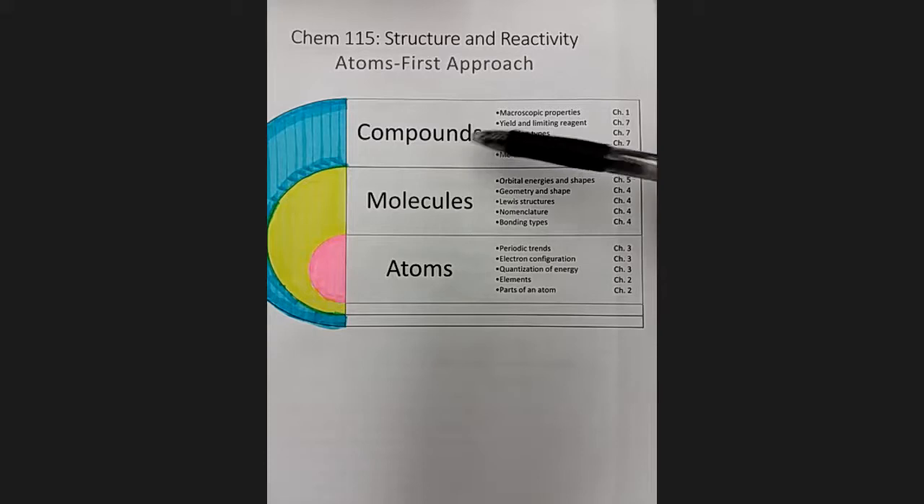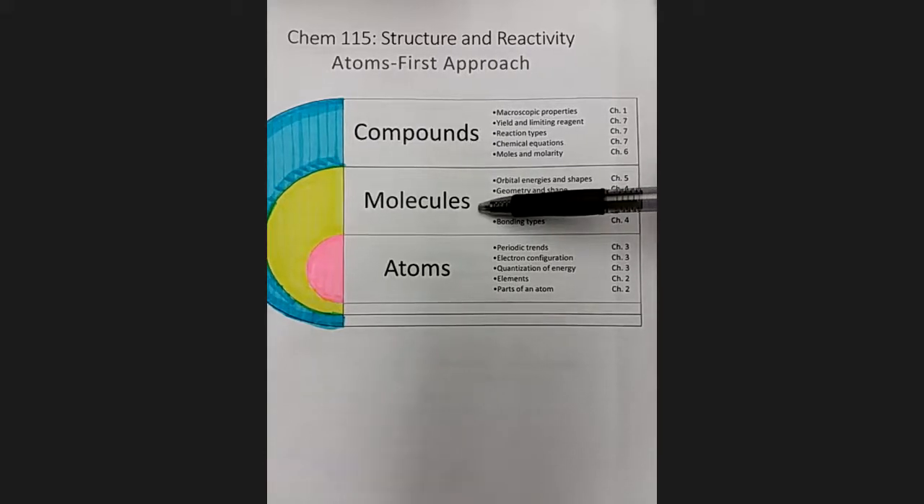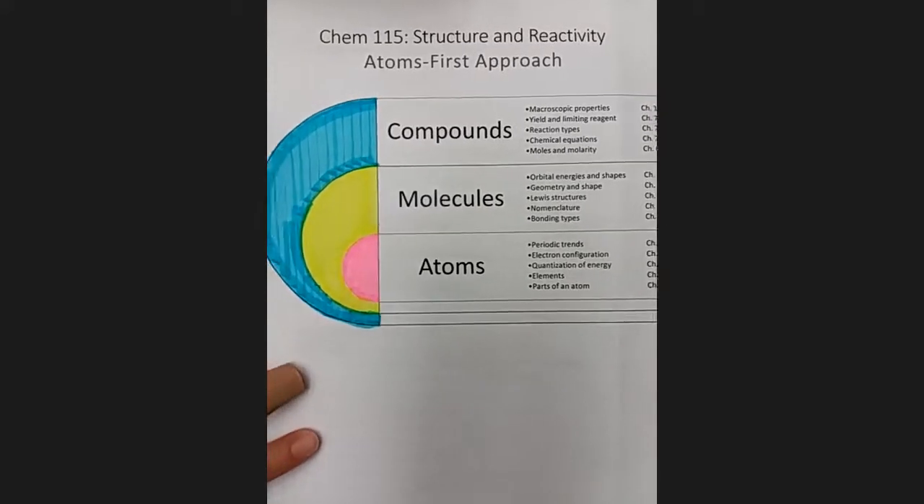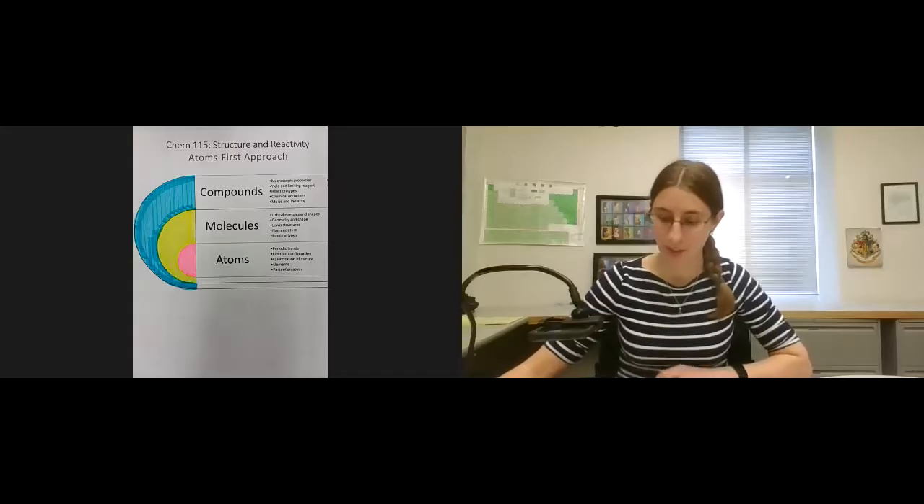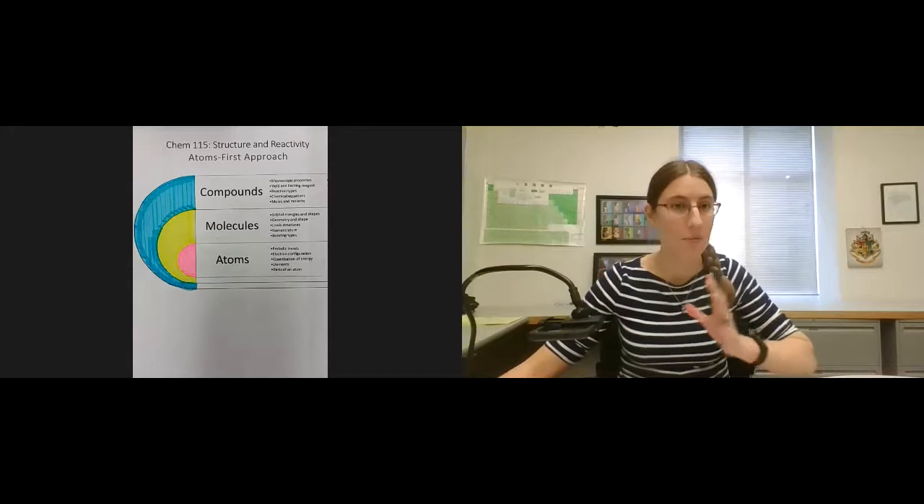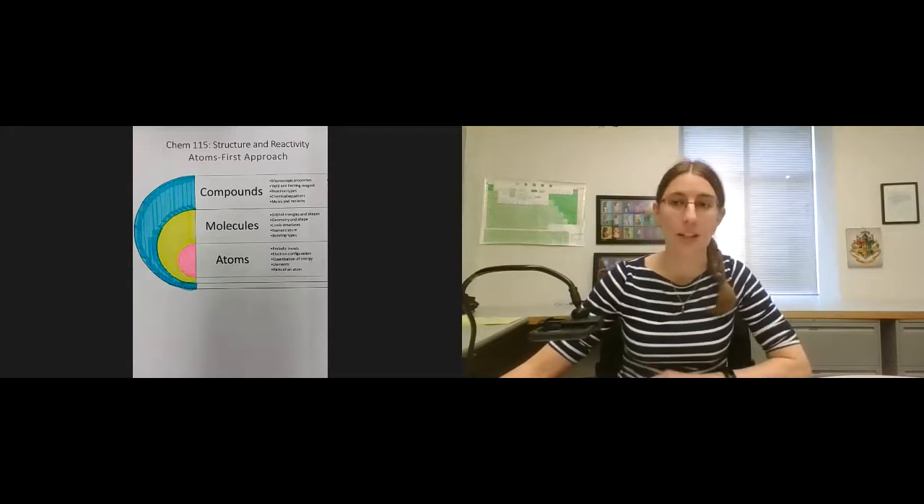And then at the end of the course, we'll take a step larger. We'll look at the macroscopic scale, many, many, many molecules at the same time. And we'll talk about concentration units of molarity, and we'll talk about chemical equations and how to balance them, what the reaction types are, and how to calculate a limiting reagent. So atoms first, starting with atoms, moving to molecules, and then moving to compounds.